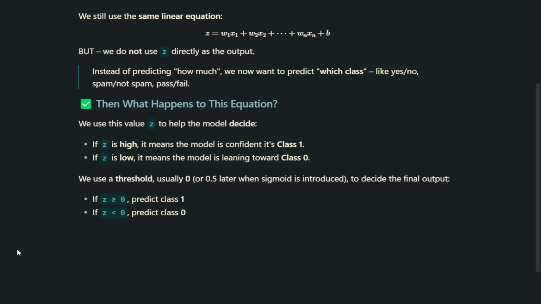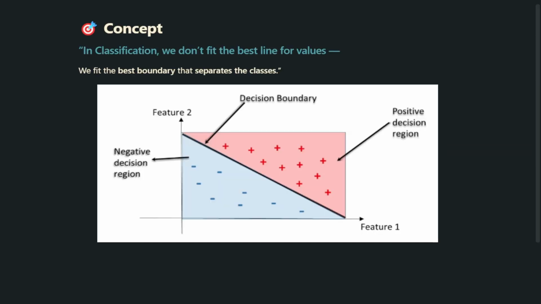The value we calculate, called z, is not directly the answer. It's just a score that helps the model decide. If z is high, the model leans towards class 1. If it's low, it leans towards class 0. And finally, we use a simple threshold, usually 0, to make the decision. If z is greater than or equal to 0, we say class 1. Otherwise, it's class 0. So earlier we saw that in classification, we don't directly use the value of z. Instead, we just use it to decide which class something belongs to.